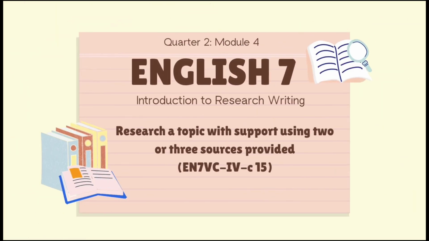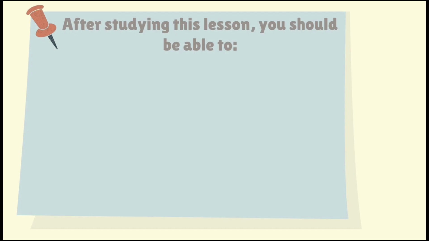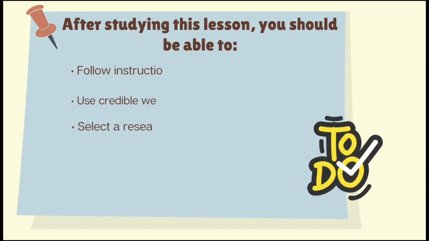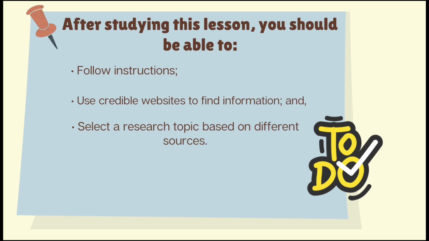Thus, this lesson will equip you with a deeper understanding of the meaning of research by getting topics and organizing your ideas based on the given sources. This is Quarter 2, Module 4, Introduction to Research Writing. After studying this lesson, you should be able to follow instructions, use credible websites to find information, and select a research topic based on different sources.